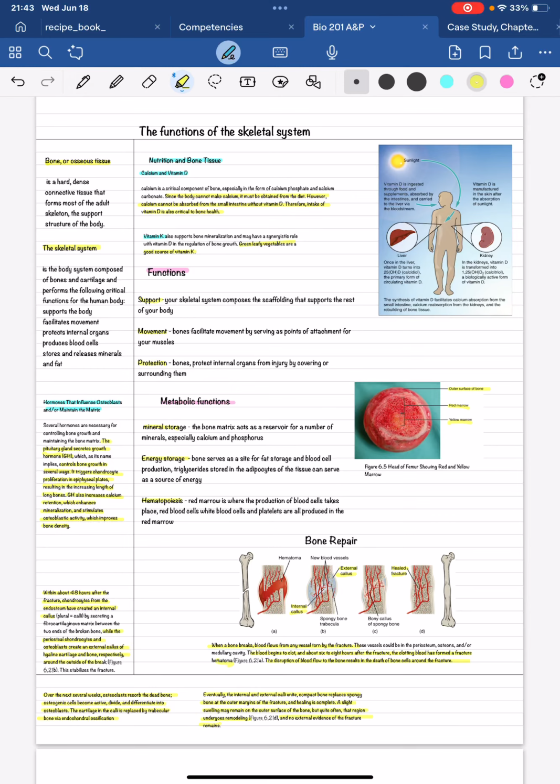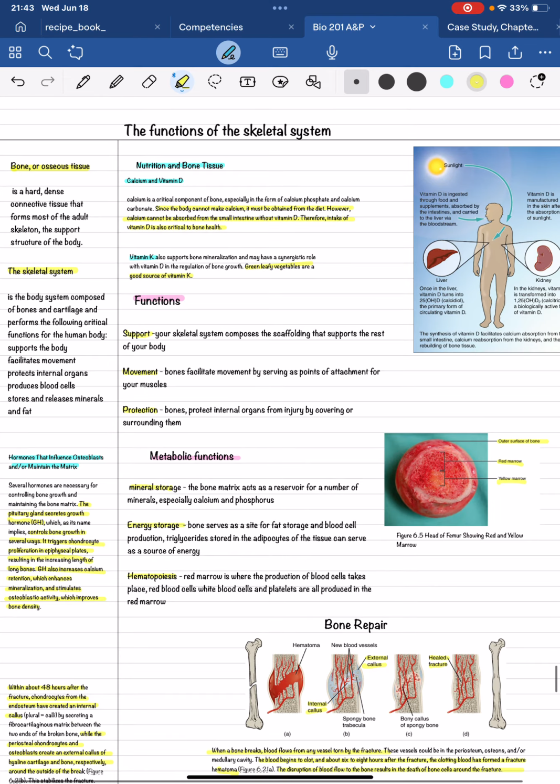I'll be going over bone growth, starting with the functions of the skeletal system. Bone, also known as osseous tissue, is a hard, dense connective tissue that forms most of the adult skeleton. The skeletal system is the body system composed of bones and cartilage and performs the following critical functions for the human body. It supports the body, facilitates movement, protects internal organs, produces blood cells, stores and releases minerals and fat.